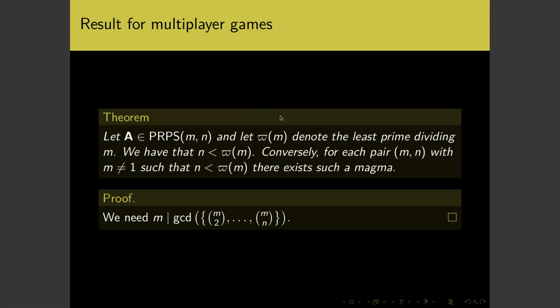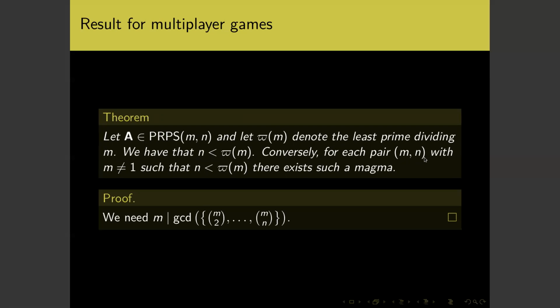And so there's an analogous result to the one I just described for multiplayer games. And this is the numerical constraint that I had referred to previously in my outline for the talk. If I have a pseudo rock, paper, scissors magma of order M and arity N, or in other words, a pseudo rock, paper, scissors game with M items to choose from, analogous to our 3 items for rock, paper, scissors, and N different players, analogous to the 2 players from the original rock, paper, scissors, then if I take pi of M to denote the least prime dividing the number of items M, or the size of the universe M, then we actually must have that the number of players, or the arity N, is strictly less than the least prime dividing the number of items, or the order of the magma.